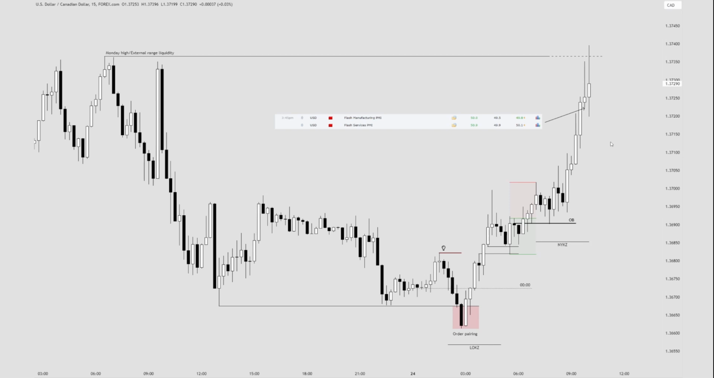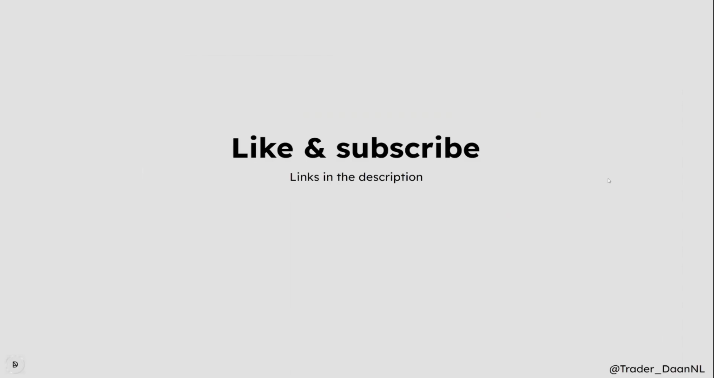We did have red folder news during the AM session in New York. This volatility injection was the last push that was needed for price to reach our target. And now we are at the end of this trade recap.